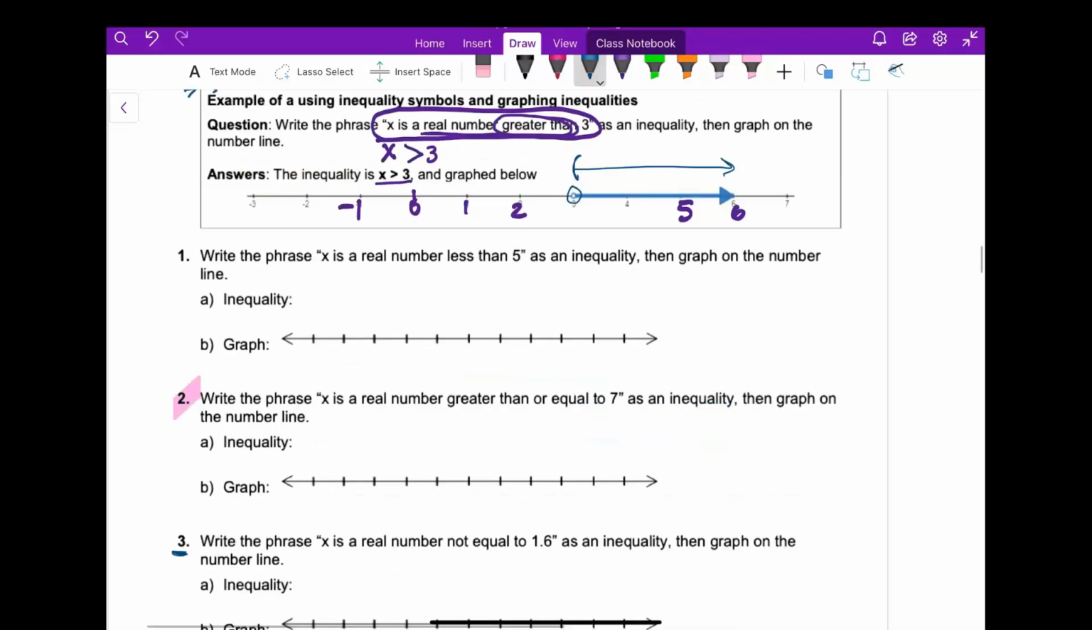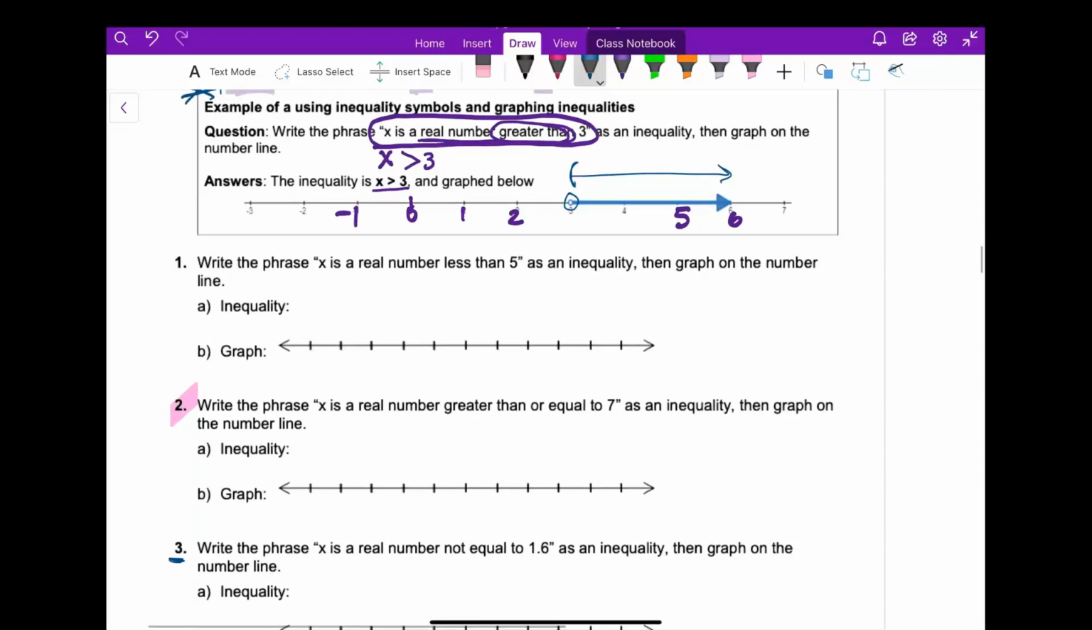Example 1. It says, write the phrase, x is a real number less than 5 as an inequality, then graph on the number line. So I have the value x, it's a real number, and here comes my inequality, less than 5. So it's less than, crocodile mouth opens to the other side, it's less than, and then we put the number 5. So my inequality is done, x is less than 5.